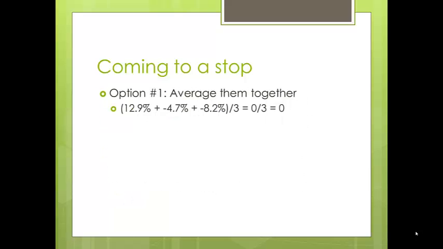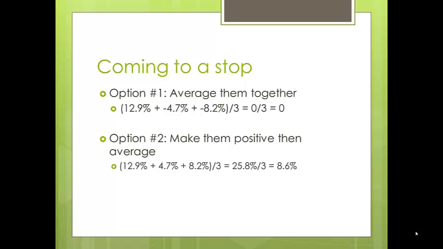Well, one option is just to average them together: 12.9%, negative 4.7%, and negative 8.2%. And if you do that, you get a value of 0. That seems a little bit less than optimal because these proportions obviously are different, and so instead make them positive first and then average them together and you get 8.6%. So what is 8.6%? 8.6% is the average difference between the proportions where we've made sure that all those differences are positive so we don't have cancellation.